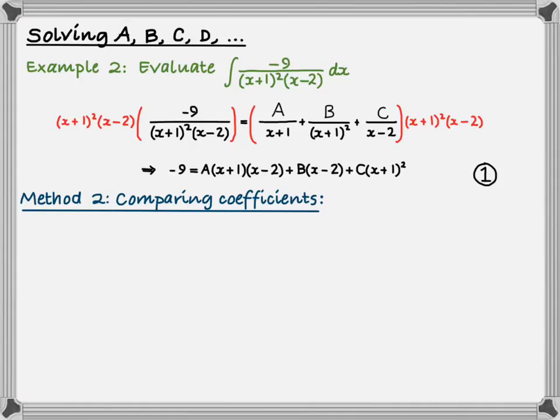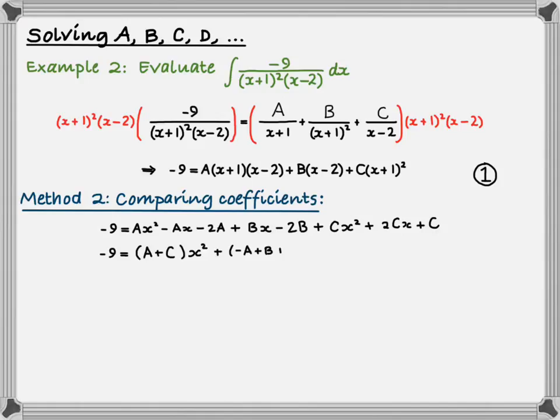Method 2 for finding the value of A, B, and C is where we compare the coefficients. For this method, we need to take equation 1 and simplify it by multiplying out the products. Once we've multiplied out the products, we will regroup the terms and take out x squared and x as common factors and group the constants together, leaving us with negative 9 is equal to (A plus C)x squared plus (negative A plus B plus 2C)x plus (negative 2A minus 2B plus C).